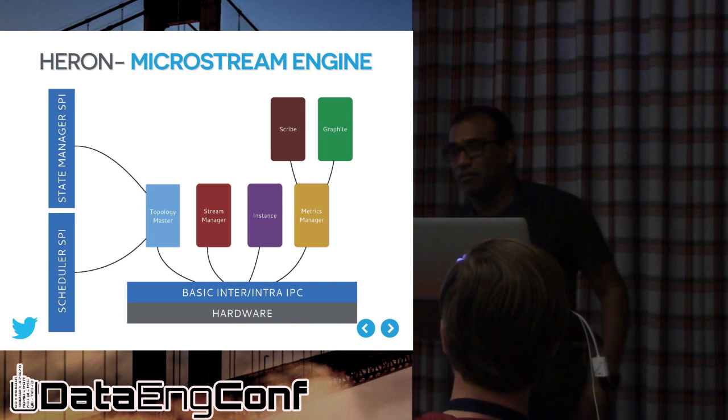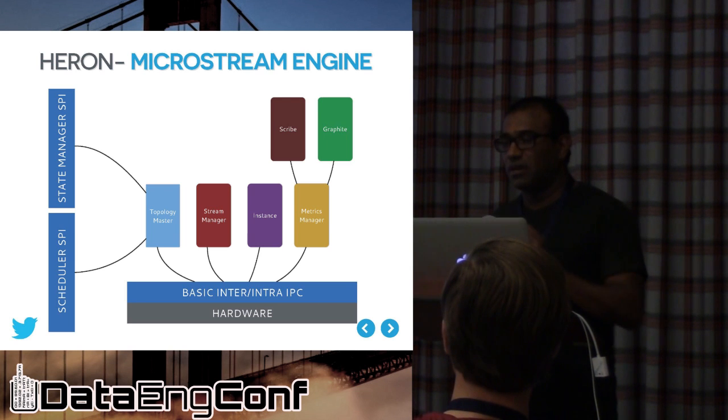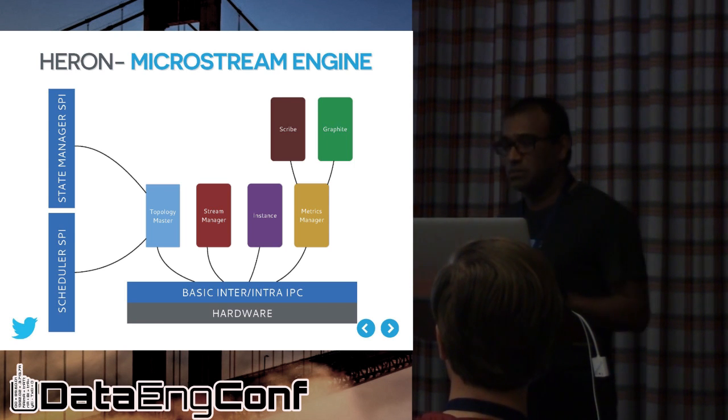The basic thing that any streaming engine needs is intra-IPC, the ability to communicate from one container to another, using some kind of socket, shared memory, or whatever transport you want to provide. And that runs on top of the hardware. Even the hardware could be running on any kind of network, like a 1 GB network, a 10 GB network, or even InfiniBand. So you can exploit all of them.